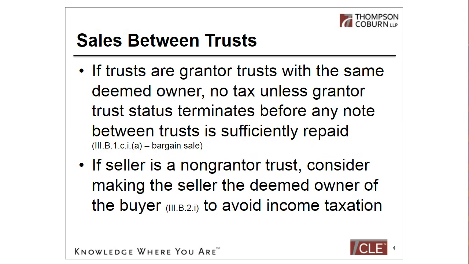So for sales between trusts, let's look at the income tax consequences. Ideally, we want to avoid income tax, and the two ways we would typically do it both involve grantor trust ideas. So first, if the trusts are grantor trusts with the same deemed owner, then there's no tax unless the grantor trust status terminates before the note repays sufficiently.